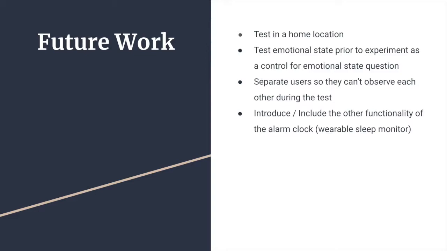Now, as for future work, we'd like to test in a home location and also test the emotional state prior to the experiment as a control for the emotional state question. We'd also really like to separate users so they can't observe each other during the test to eliminate some of that bias. And finally, we'd like to introduce the other functionality features of the alarm.